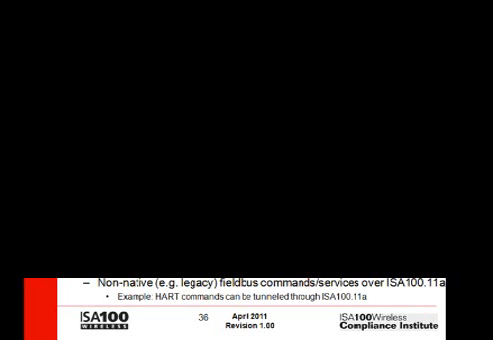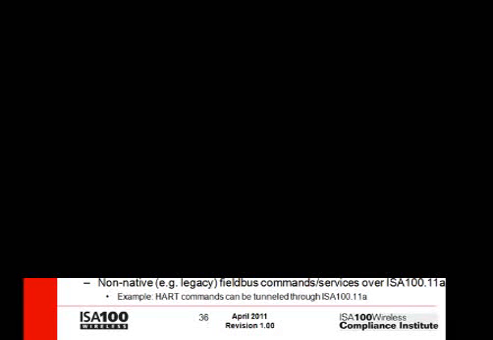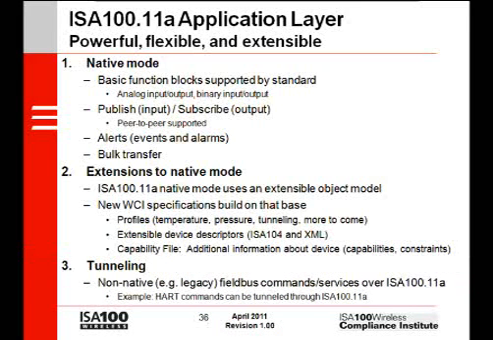So, the ISA100 application model meets the user's requirements for flexibility and extensibility. Native mode supports function blocks that cover many basic use cases. For input blocks, the standard supports analog and binary inputs using the same engineering units as Foundation Fieldbus. Data from input blocks can be published through concentrator objects, as shown on the previous slide, or the processed data can be read directly. Furthermore, the standard includes an alert model so you can configure the device to report exceptions when thresholds are exceeded.